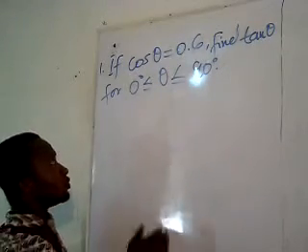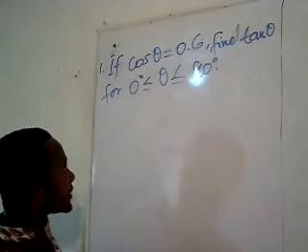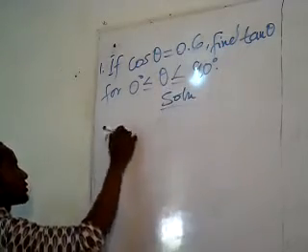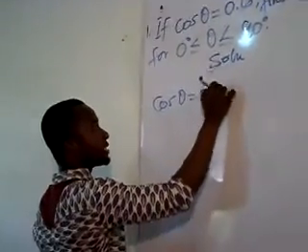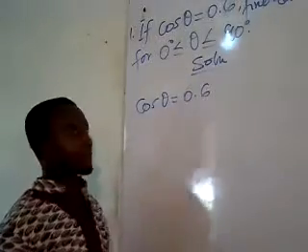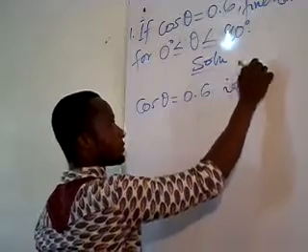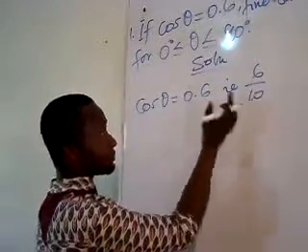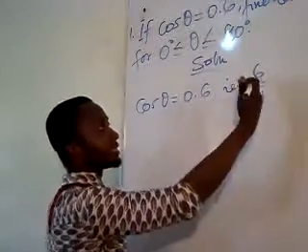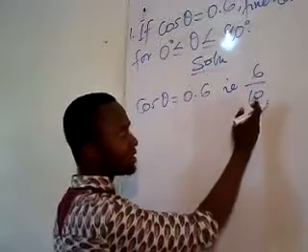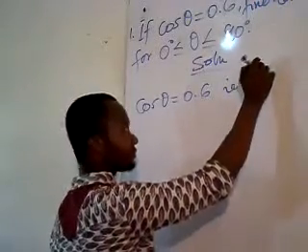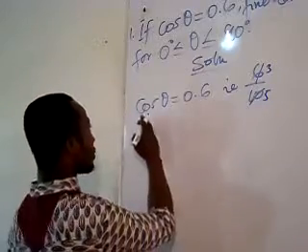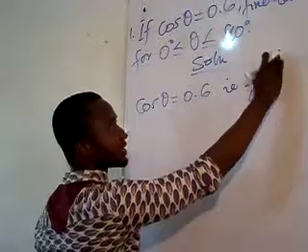Now we have cos theta, which is 0.6. Now 0.6 is the same as 6 over 10. When you divide 6 by 10, it will give you 0.6 because the 10 has one decimal place. So we can still reduce it. A number will go into 6 at the same time it goes into 10. So I can use 2, which goes into 6, 3 times, and 2 goes into 10, 5 times. So cos theta, which is 0.6, is also the same as 3 over 5.